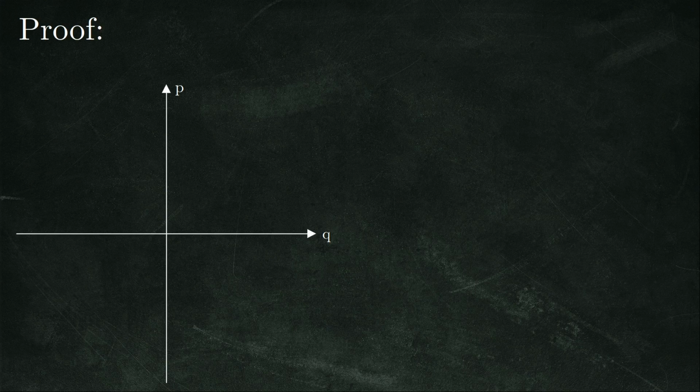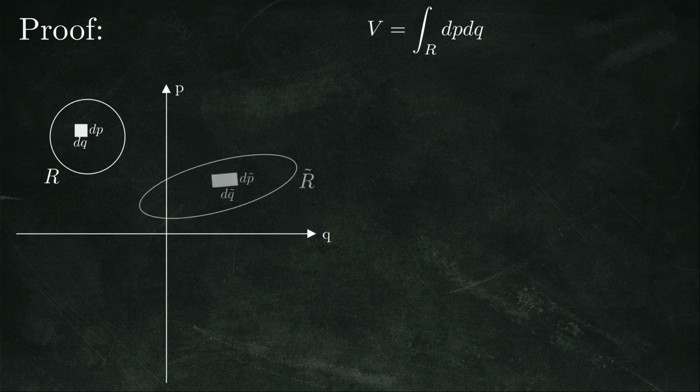Because this is quite a visual proof, I'm going to go through it in the video instead of writing it into your booklet. Initially, the particle is in this region R of phase space, and we can work out the volume by integrating dp dq over this region, where dp dq is some volume element in phase space. Sometime later, it's in this region R tilde, and the volume element is dp tilde dq tilde. And we can work out the new volume by integrating this over the new region.